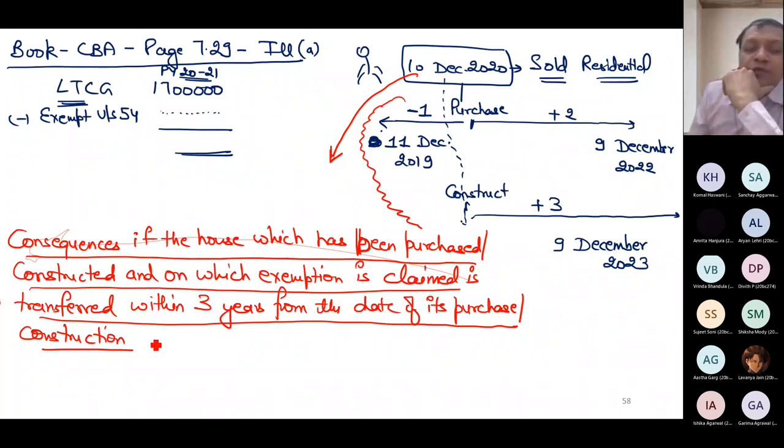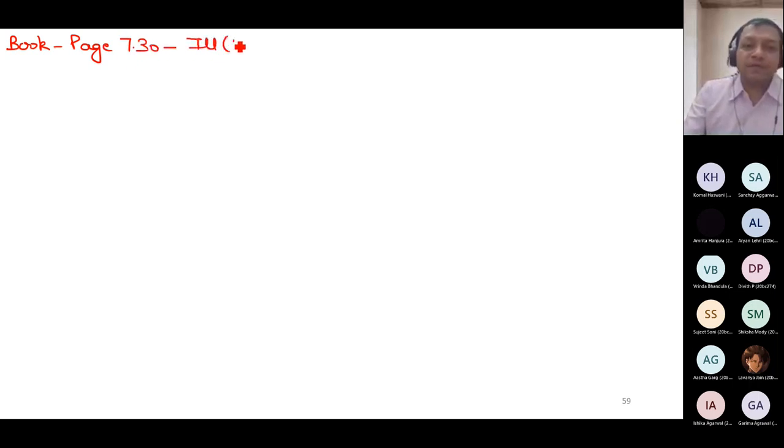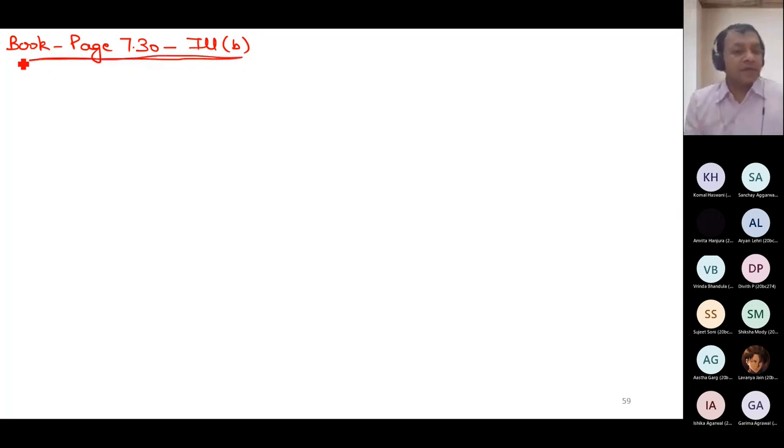So leave 4 or 5 lines blank here. Leave 4 or 5 lines blank, and then let me give you a small illustration. Then you will understand yourself what will happen. Let me give you a small illustration again from my book, page 7.30. Illustration B. Just think logically. Continuing the above illustration A.